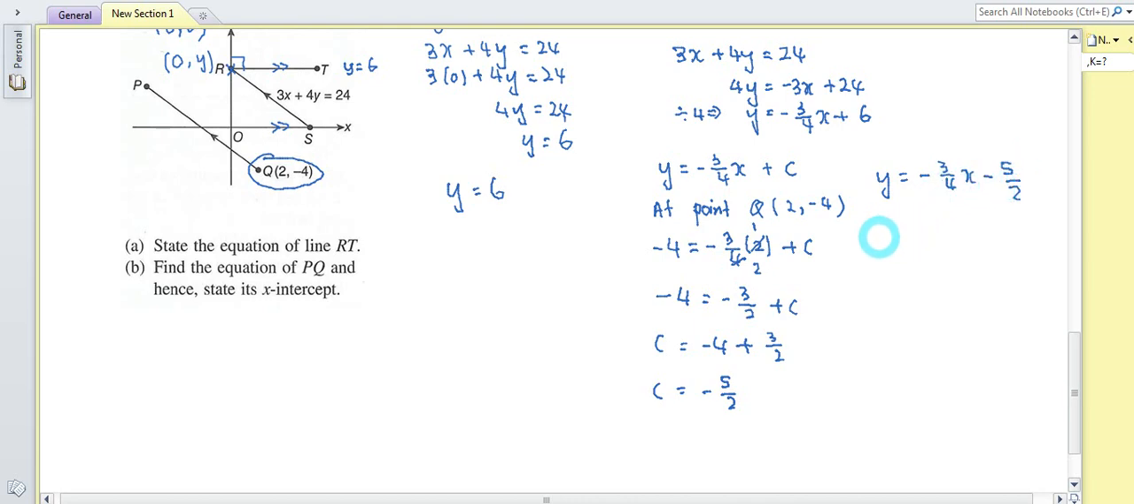Okay, but the question is asking about the x-intercept. Here we know the y-intercept is negative 5 over 2, but we don't have the x-intercept. The x-intercept is over here. On the x-axis, y is equal to 0, right? So y is equal to 0. Negative 3 over 4 x. We need to find the x. The whole thing, bring over here, becomes positive.